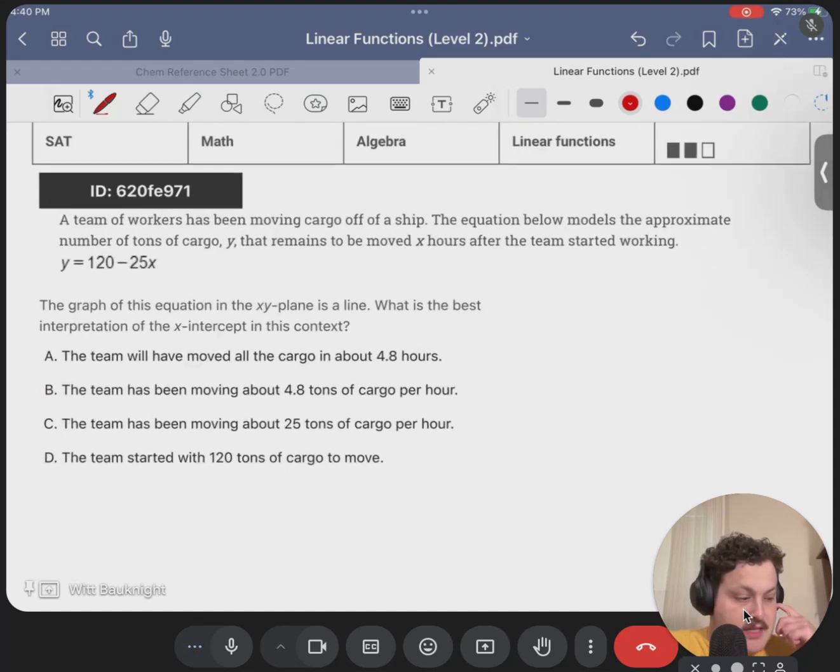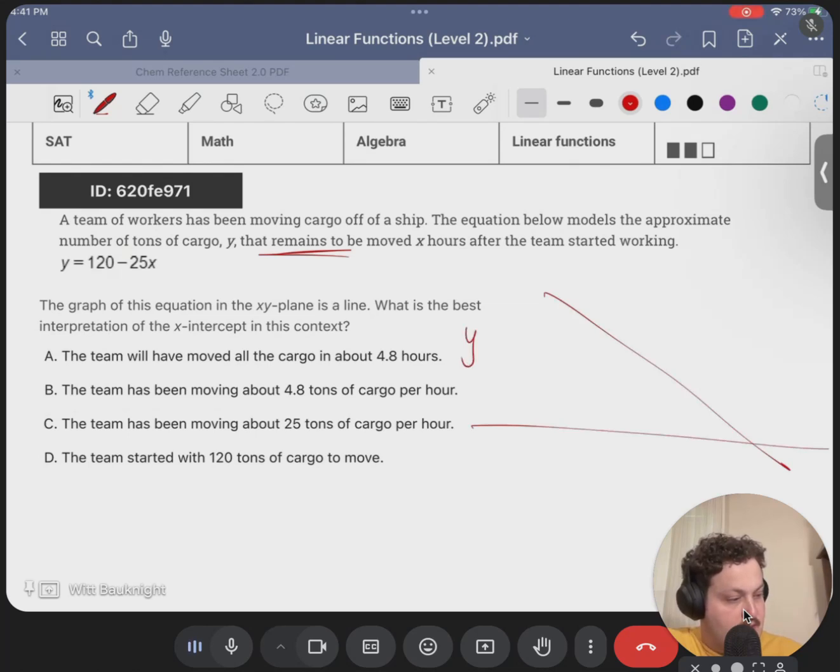All right. Team workers have been moving cargo off a ship. The equation below models the approximate number of tons that remain to be moved x hours after the team starts work. So it makes sense that it has a negative slope. The graph of this equation in the xy plane is a line. What's the best interpretation of the x-intercept? The x-intercept is when y equals 0, and that is when there's 0 tons left.